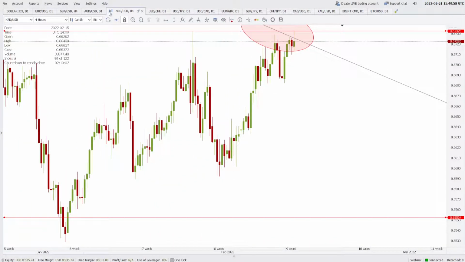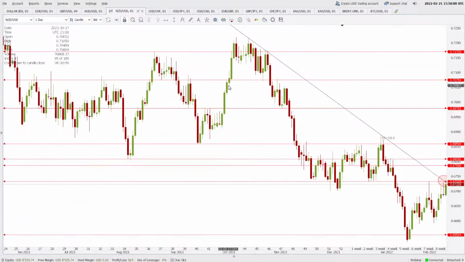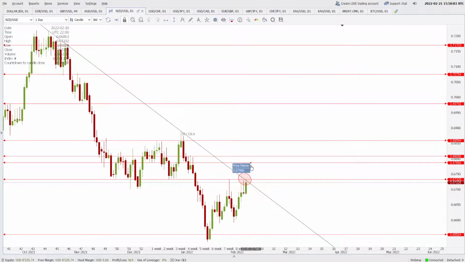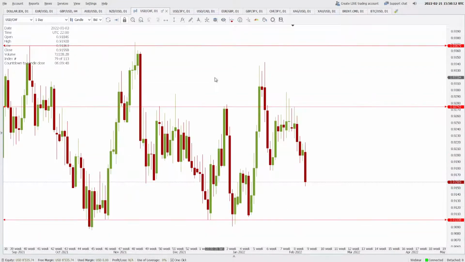But on the contrary, if we see a close higher than this area of resistance here, then 0.6786 will be exposed. But if you ask me right now, 0.6732 is the immediate resistance and 0.6552 is the immediate support for the New Zealand dollar.